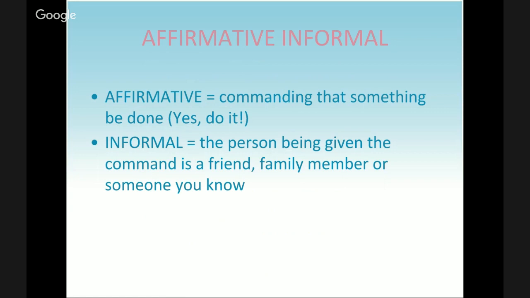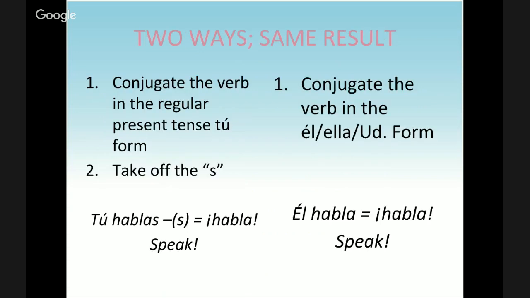There's different types of commands. For this presentation, I'm going to be talking about affirmative informal commands. Basically, these are the types of commands that you use when you are telling somebody that you do want them to do something, and the person that you're talking to is a friend, family member, or someone you know. You would not use these mandatos for strangers or directions like on a sign or something like this. This is only used one-on-one when you are commanding something to one other person.